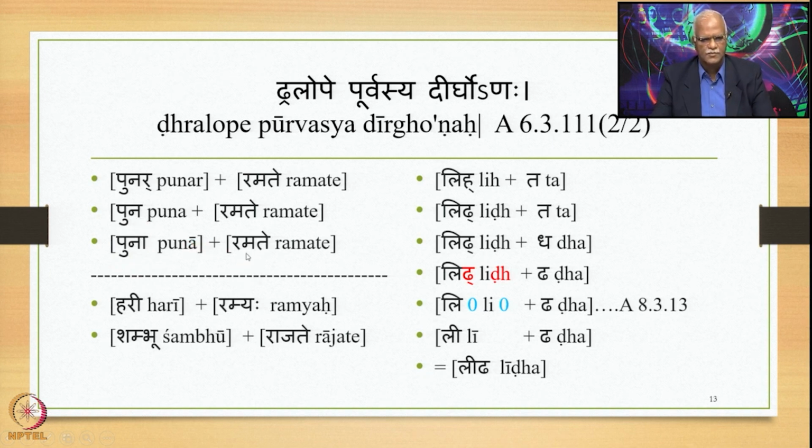Similarly, we have Harihi plus Ramyaha as the basic input, and the finally derived output is Hari Ramyaha. Remember, this is not the nominative or accusative dual of the word Hari. This is the nominative singular of Hari, Harihi. But when it comes into contact with this Ramyaha, this becomes Hari. Similarly, Shambhu Rajate. The basic input is Shambhu and then comes Rajati. And the sandhi form is Shambhu Rajate.